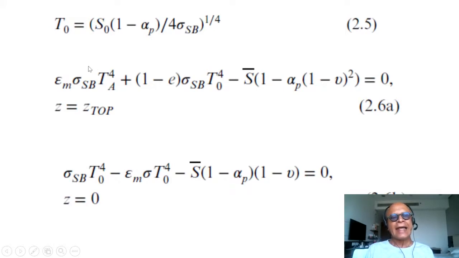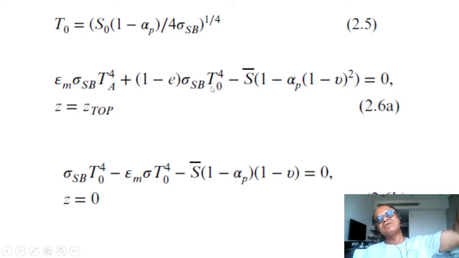But then you add complications to it by remembering that the Earth's surface is not a perfect black body. So it's going to have an emissivity which is going to be less than 1. Then the outgoing longwave radiation is going to be epsilon of the global mean, times the Stefan-Boltzmann constant times the temperature. And this should be epsilon m here. It's a mistake. So it's 1 minus epsilon m times sigma times the surface temperature.